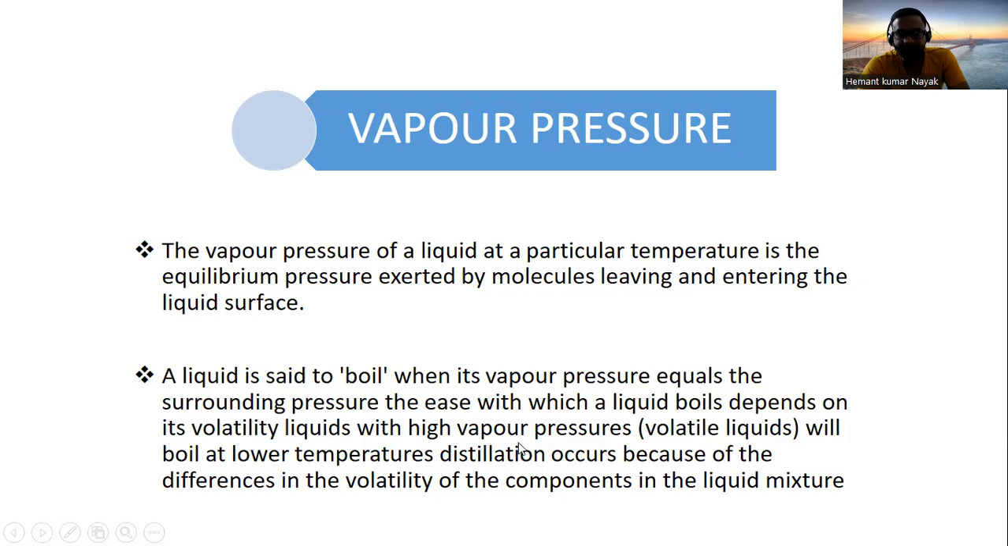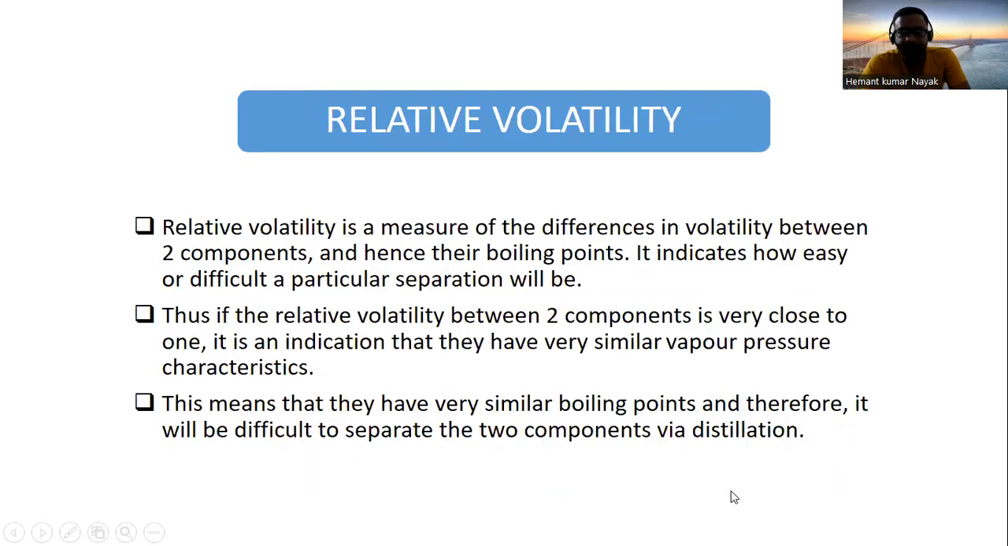With a high vapor pressure, a volatile liquid will boil at a lower temperature. So a highly volatile liquid will boil at a lower temperature, meaning its boiling point is lower, because of the differences in the volatility of the components in the liquid mixture. Then the relative volatility. The relative volatility is a measure of the differences in volatility between two components.